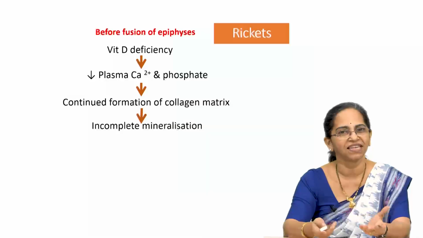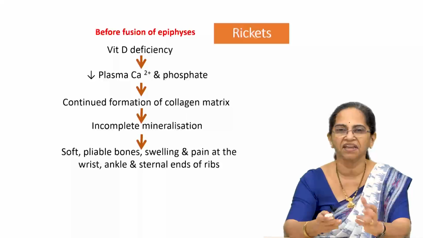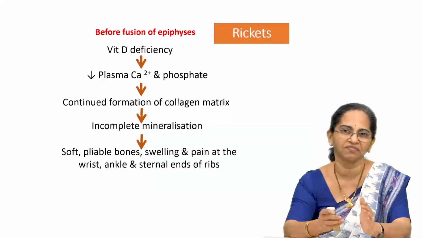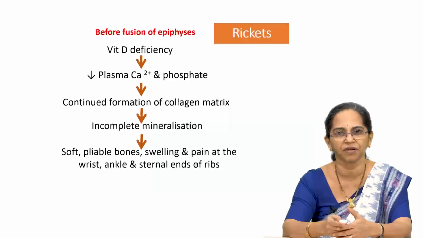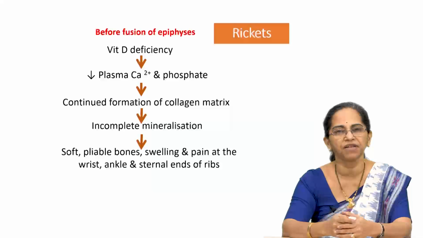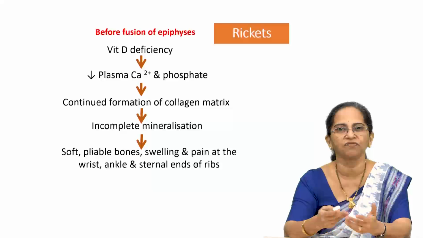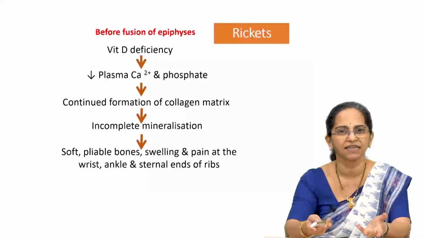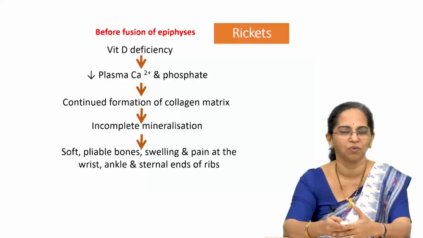And when there is incomplete mineralization in the soft pliable bones, there will be swelling and pain at the ends, at the epiphyseal, metaphyseal region, in the wrist, ankle or sternal end of the ribs, and this is the reason we see the typical clinical findings of rickets. In the next few slides, we will see some pictures of children having rickets, the bone changes or the radiological changes in the bone.